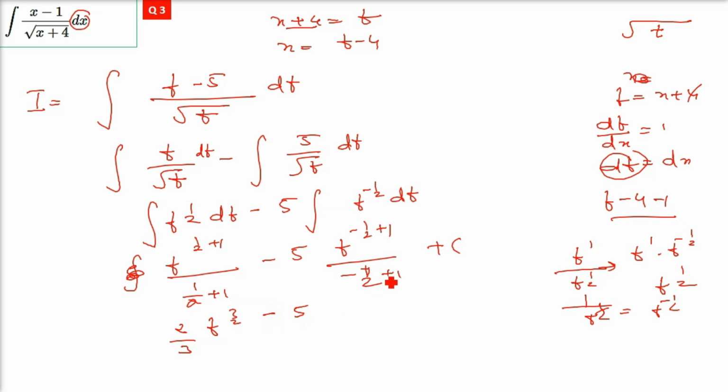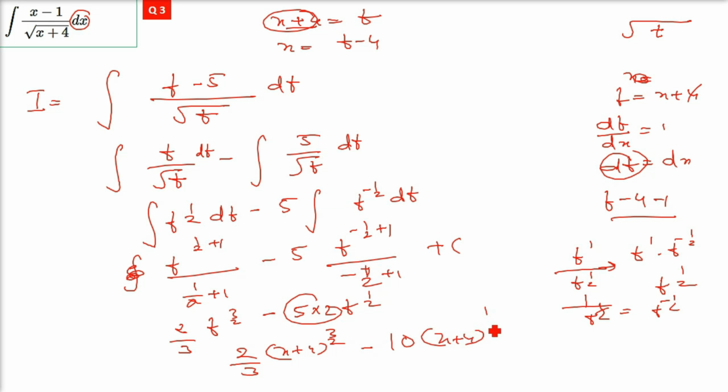Minus 5, this t, 1 minus half is half only. So t raised half, the 2 goes up. Finally, we got 2 by 3, t raised 3 by 2. t was x plus 4, remember. I'm writing it here, x plus 4 to the power 3 by 2, minus 5 into 2 is 10, and t, of course, replaced by x plus 4, goes with the power half. And constant of integration, this is your whole solution.